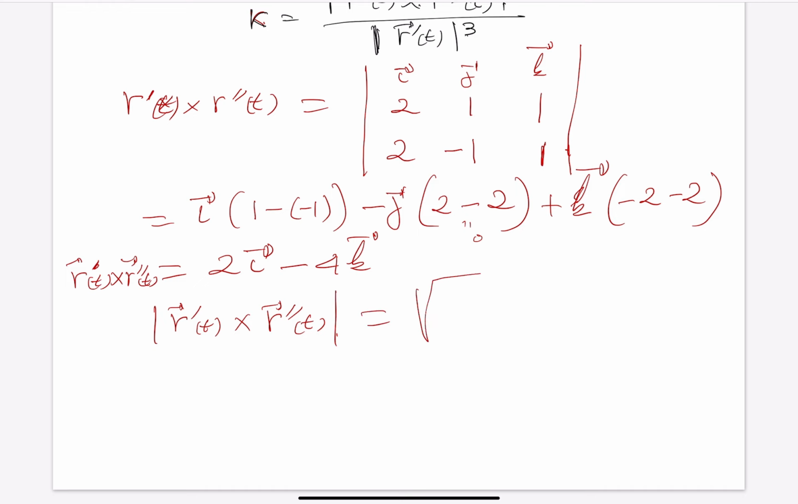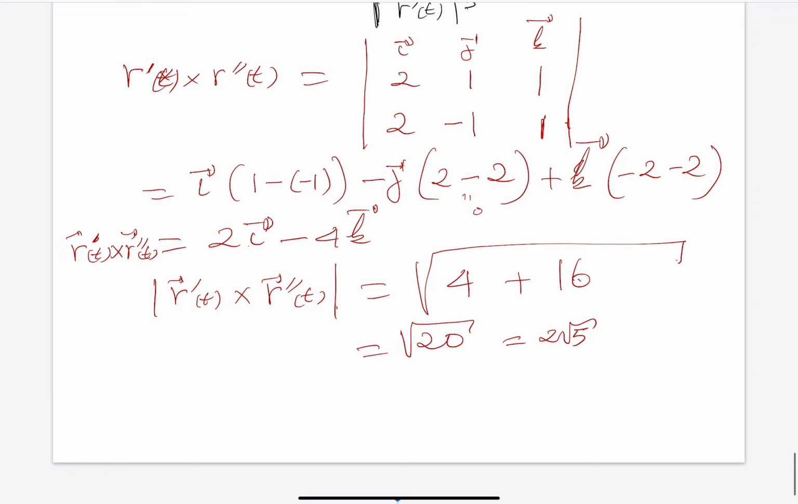The length for this one, you have to take the square root of this one squared, which is 4, plus this one squared, which is 16. Add them, and it will be the square root of 20, which is 2 square root of 5, because 4 times 5 is 20. So now you have this one.